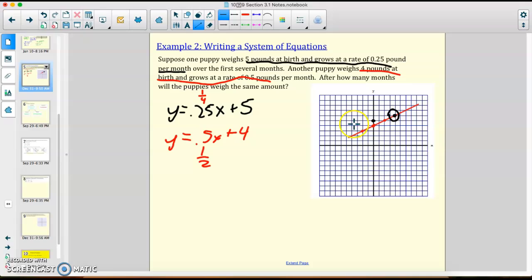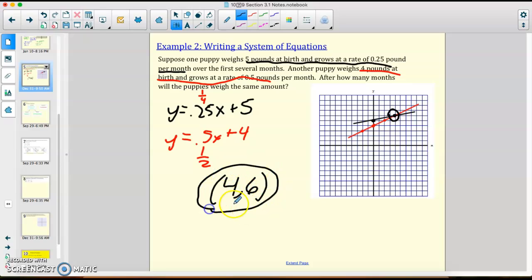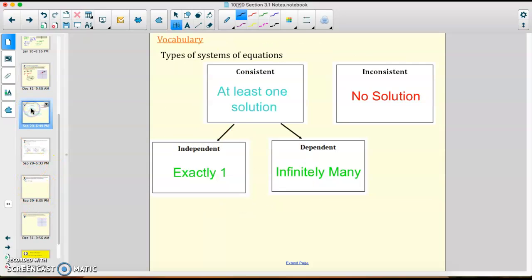Perfect. Okay, and we see that that's the intersection point. And so when we find it here, 1, 2, 3, 4, comma, 1, 2, 3, 4, 5, 6. 4, 6 is our solution. Okay, we're not going to check this because we're running a little bit low on time, but you should.